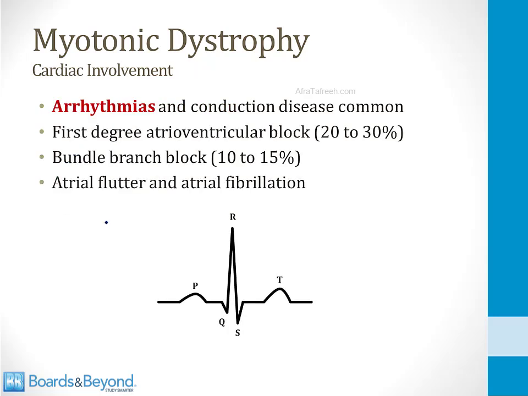The heart can be involved in myotonic dystrophy just like it can be involved in other forms of muscular dystrophy. However, in myotonic dystrophy, it's more often arrhythmias that develop as opposed to heart failure. Patients can develop a first-degree AV block. This is the most common finding. They can also develop bundle branch blocks. They also often develop arrhythmias like atrial flutter and atrial fibrillation.